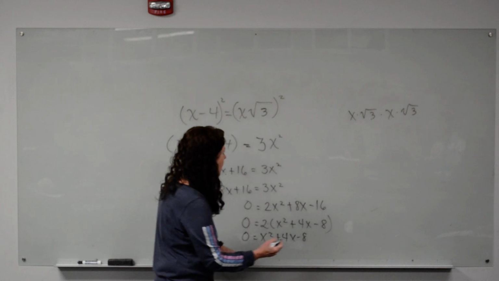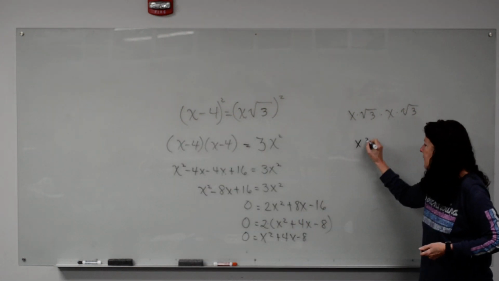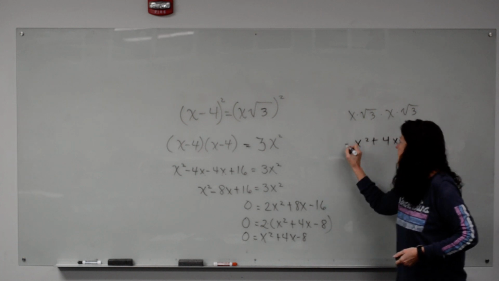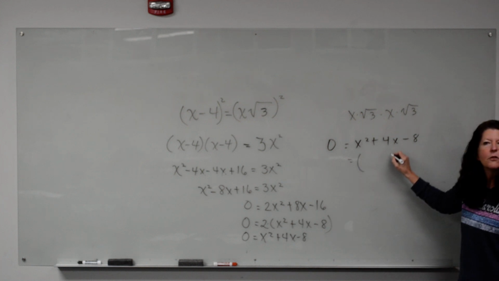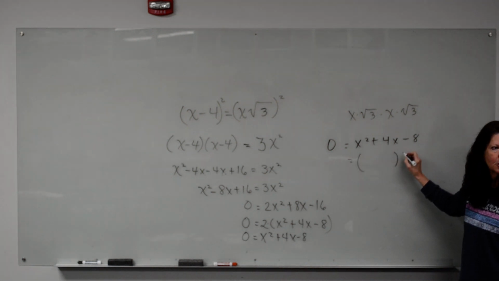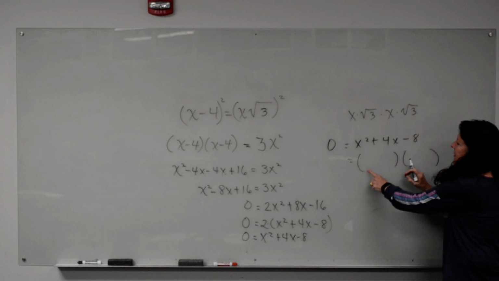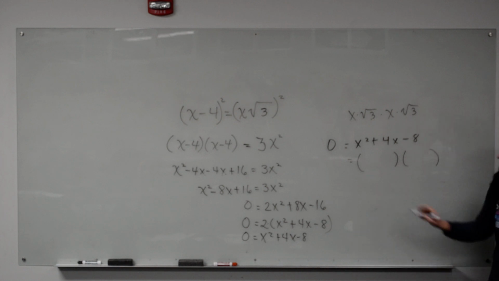So I'm going to take this, I'm going to pull it up here so we can write on it. I have x squared plus 4x minus 8 equals 0. I'm going to unfoil this. Remember, that's that term we came up with. Okay, it's the opposite of FOIL. This times this gives me that. So what do I put here and here? X.